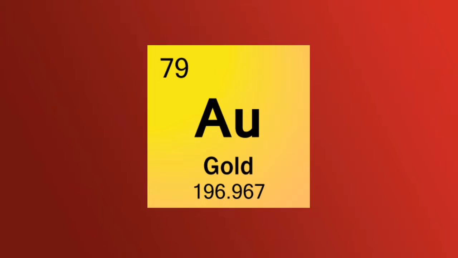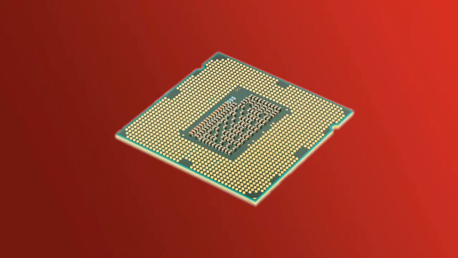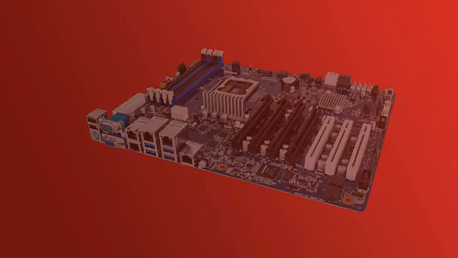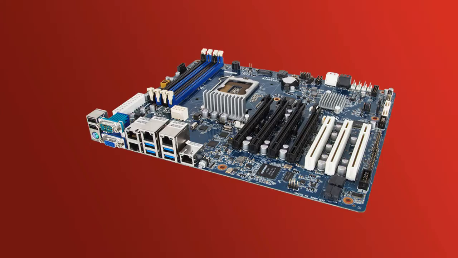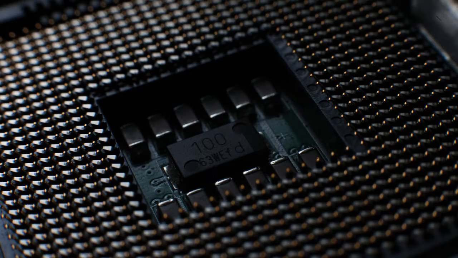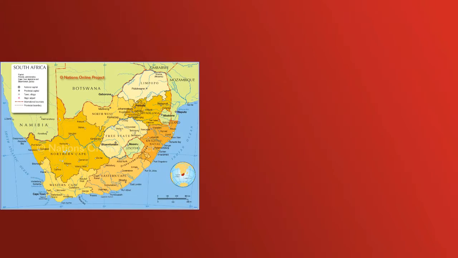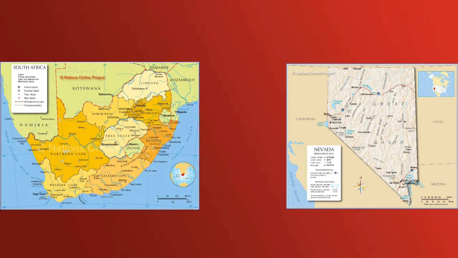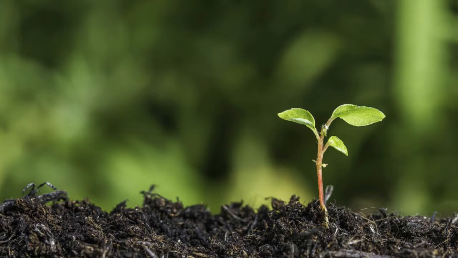Gold is the 79th element on the periodic table and is a precious metal. Gold is mostly used in connections for the CPU to the motherboard. The motherboard is the part of the computer that all the internals connect to. Most gold is mined in South Africa and Nevada, and it costs around $1,300 per ounce.